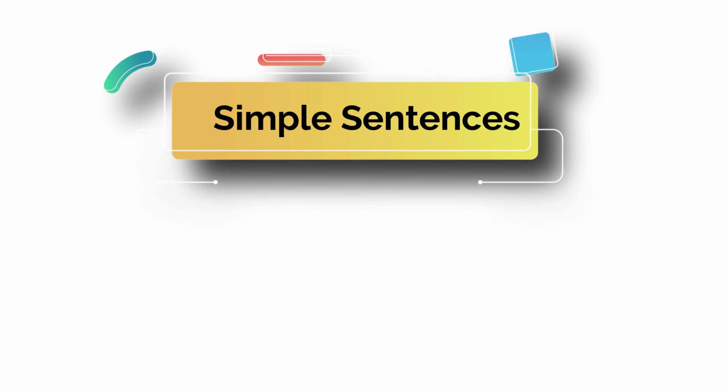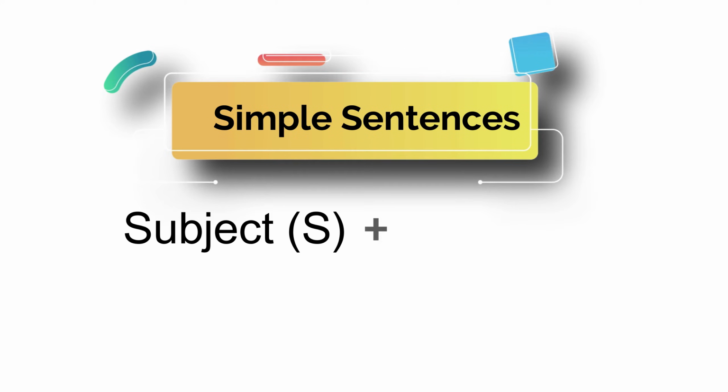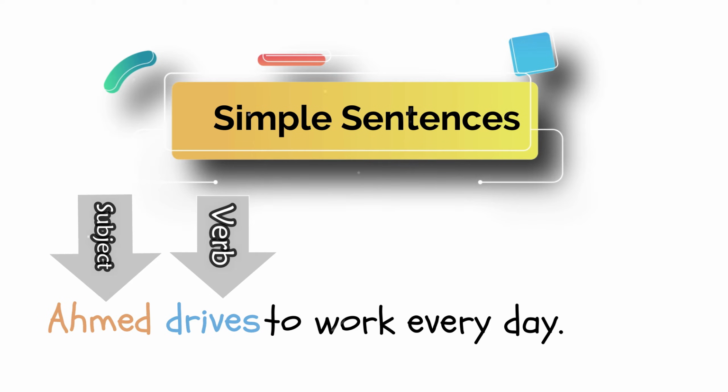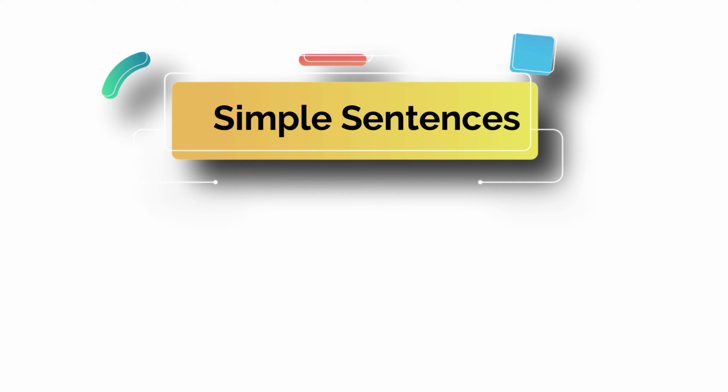A simple sentence contains a subject and a verb, and is also known as an independent clause. An example of this is: Ahmed drives to work every day. So we have Ahmed, which is the subject, and drives, which is the verb. We have one of each in one sentence. So this is called a simple sentence.